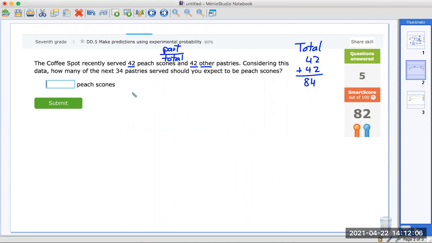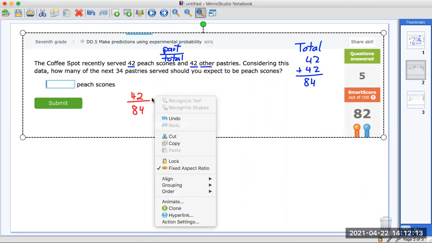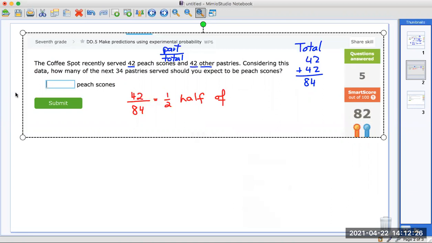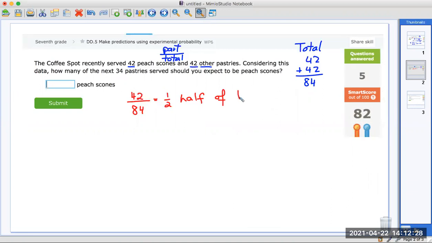So 42 out of 84. That's half. So half of the pastries are scones.